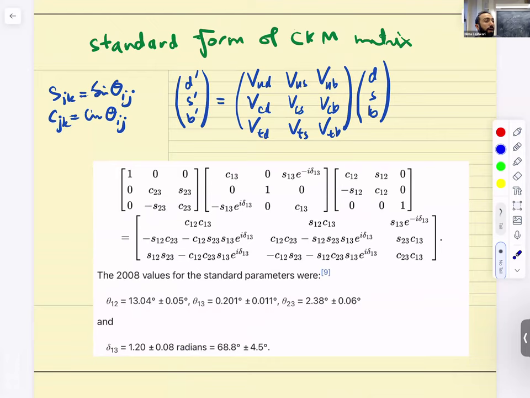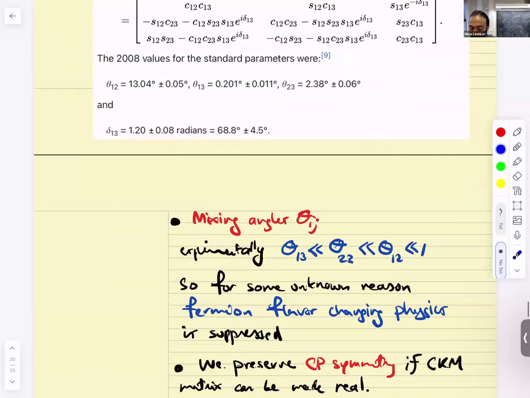If you could make it real, CP... So these are like parameters of the theory. The theory will have the CP symmetry if the CKM matrix could be made real. Otherwise, it doesn't; CP is violated. I'm not getting into that much because we don't have time. We have to move on. But any standard text on this, even Wikipedia, has an extended discussion of this.